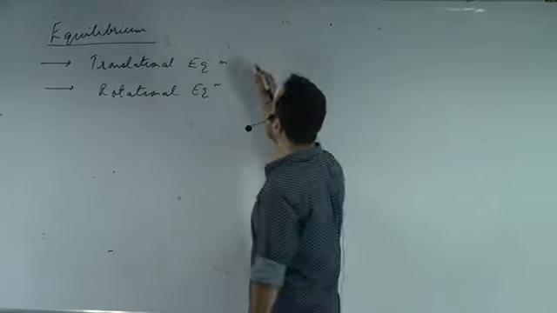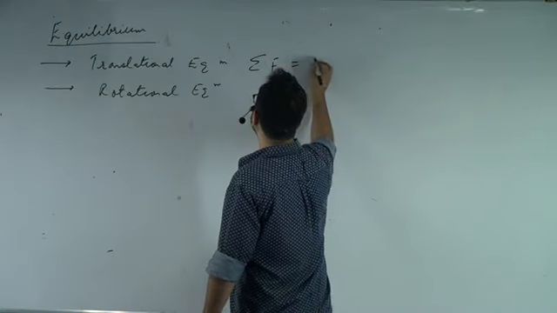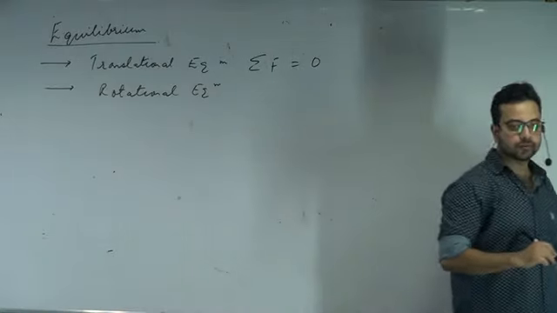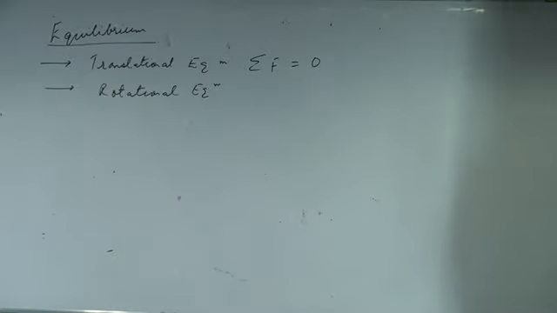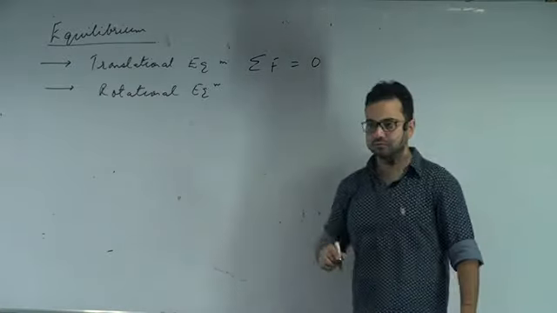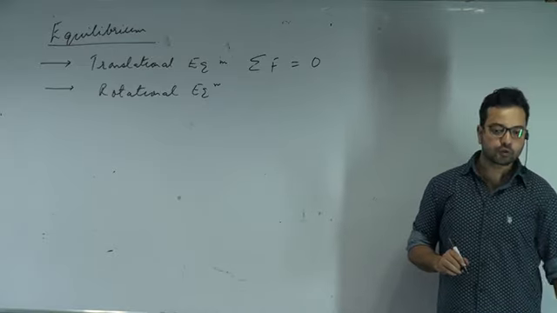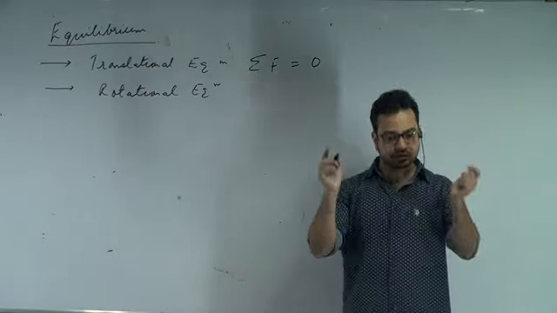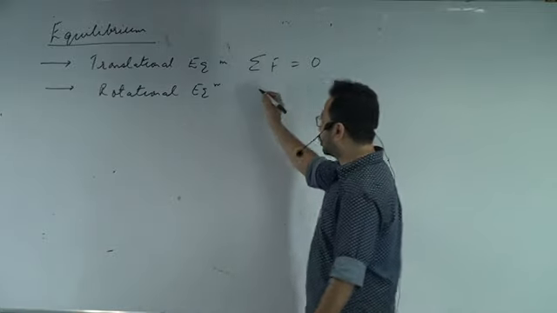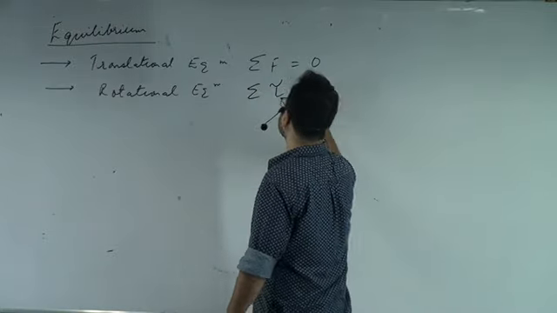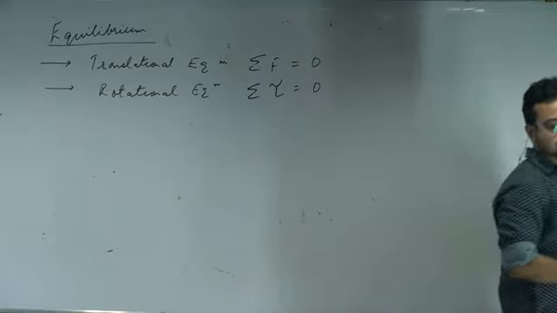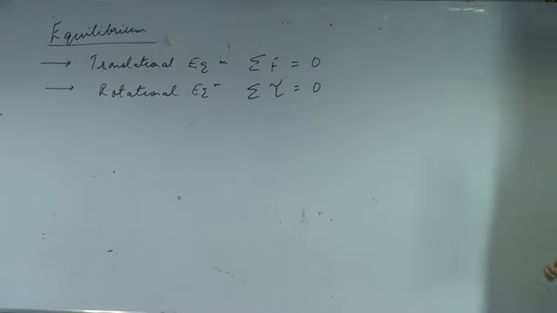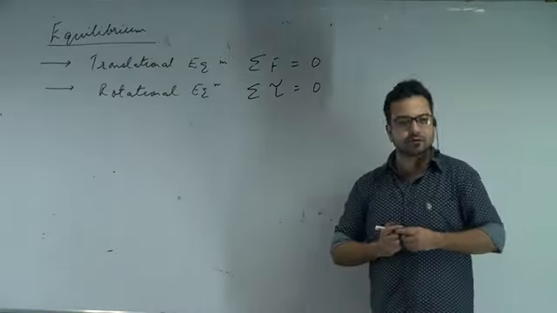What does translational equilibrium mean? It means the summation of all the forces is equal to 0. If the acceleration of the object is 0, then the summation of all the forces would be 0. Rotational equilibrium means the angular acceleration is 0. That means the net torque, the summation of all the torques, would be equal to 0. Is that clear? Okay, so they can give you different situations.